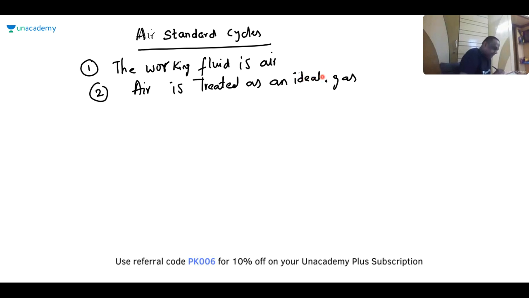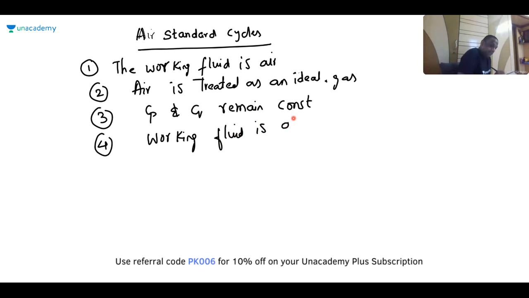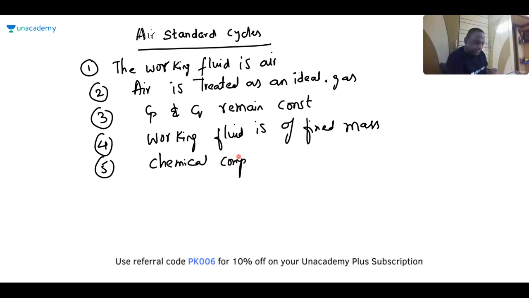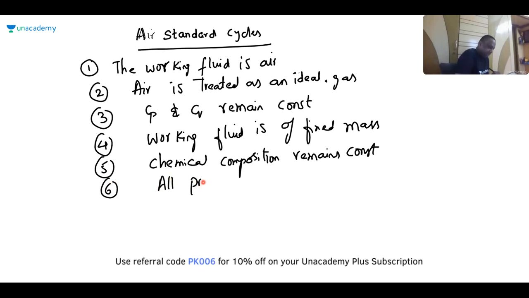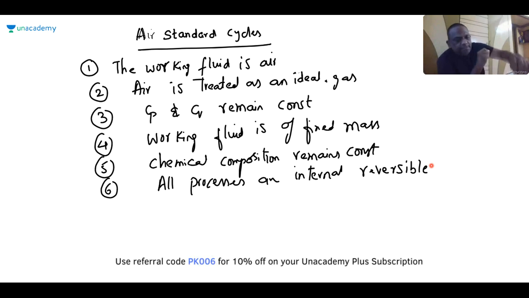Third, Cp and Cv remain constant. The working fluid is of fixed mass. The chemical composition remains constant. And all processes are internally reversible. This we saw in the last class.